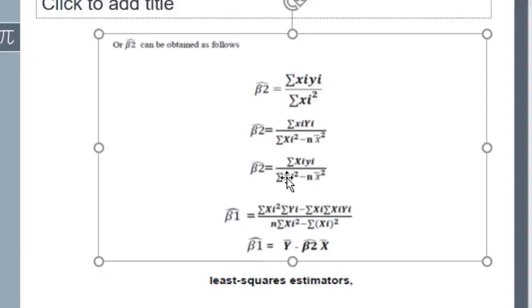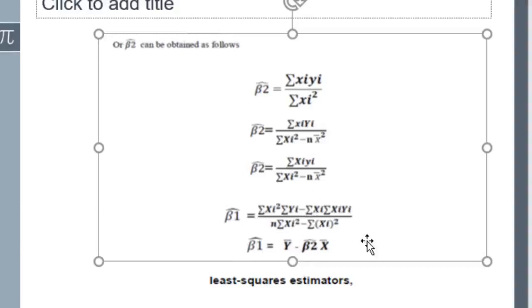And beta 1 cap can be estimated as sigma xi square into sigma yi minus sigma xi into sigma xi yi, divided by n sigma xi square minus sigma xi the whole square. Here also all the letters are capital letters. That is, sigma xi square into sigma yi minus sigma xi into sigma xi yi divided by n sigma xi square minus sigma xi the whole square. All these derivations are obtained from the above two normal equations.